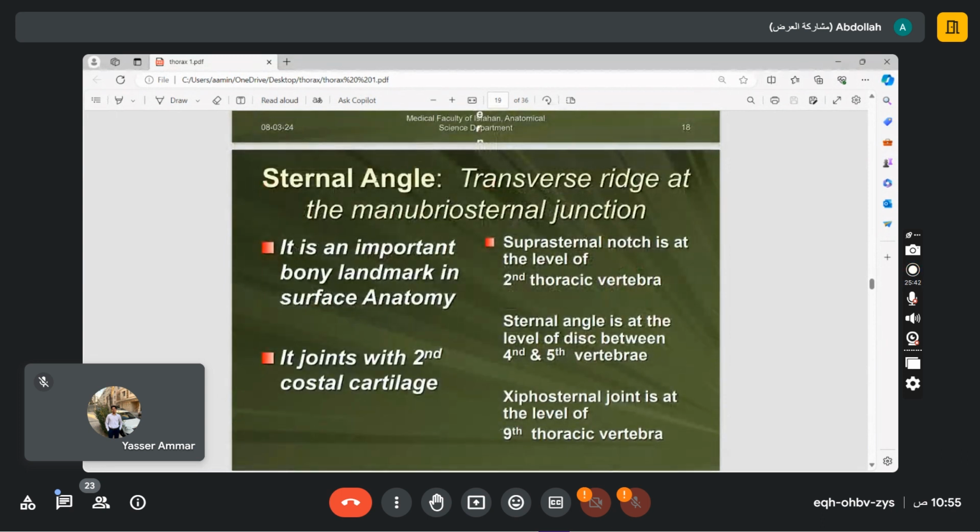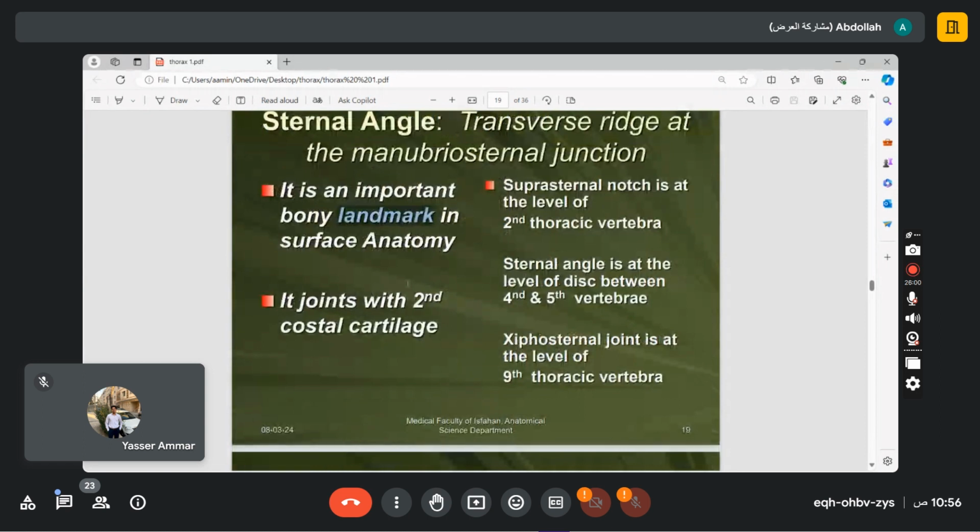Okay. The sternal angle is described in the previous slide. It is a transverse ridge at the manubriosternal junction. It is an important bony landmark in surface anatomy. Landmarks are very important in our body. The landmark is used for finding the internal organs. It joins with the second costal cartilage, I told you. The superior notch is at the level of the second thoracic vertebra. The sternal angle is at the level of the disc between the 4th and 5th vertebrae. The xiphoid joint is at the level of the 9th thoracic vertebra.